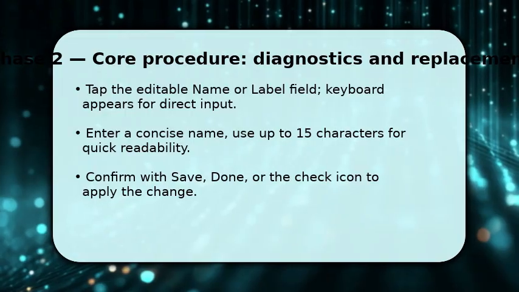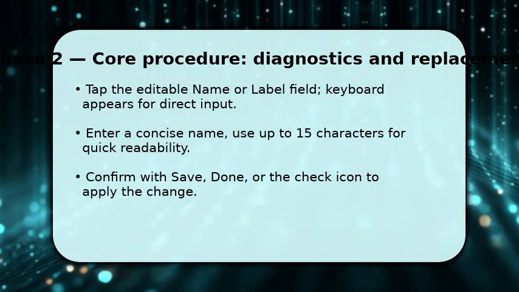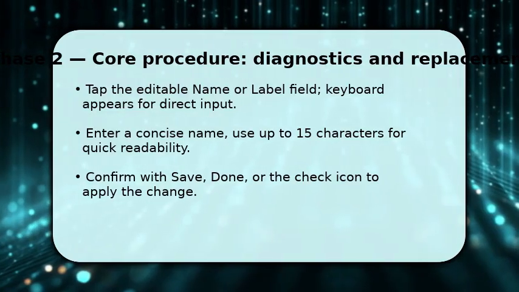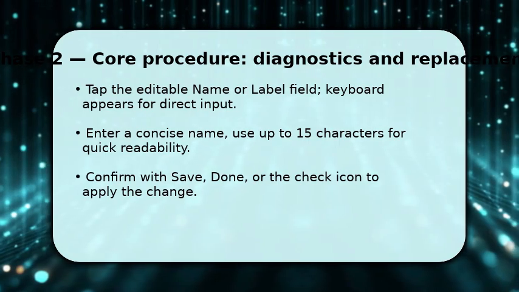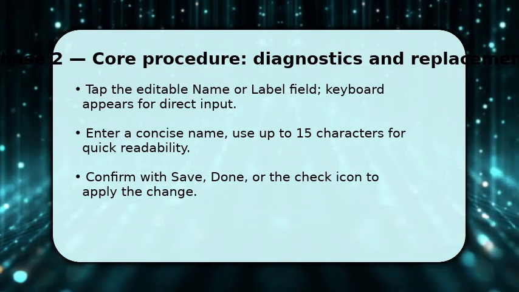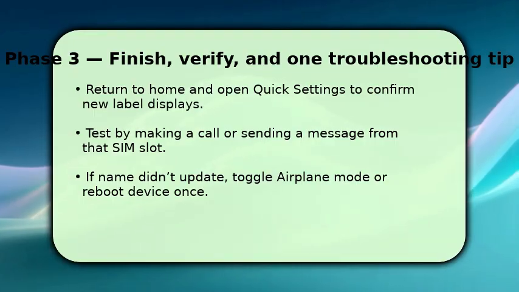The phone writes the new label to system settings immediately. If you have carrier-specific apps, make sure the label change won't confuse automated routing. Most modern phones only change the display label, not network behavior. Finish by returning to the home screen and pulling down Quick Settings to confirm the new SIM label appears.